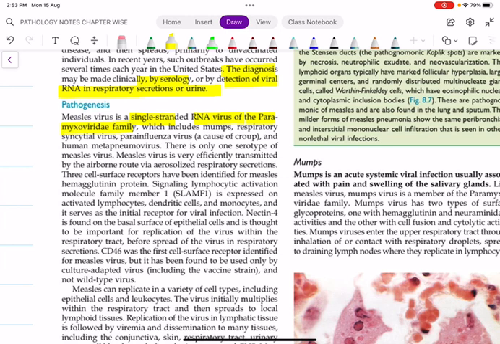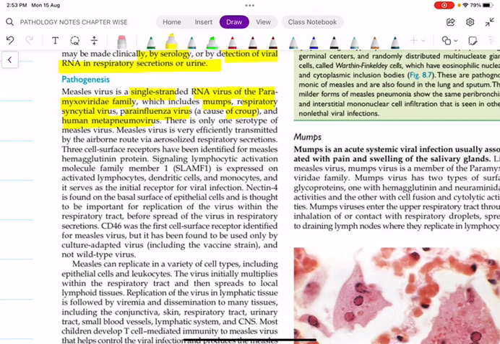The Paramyxoviridae family includes mumps, respiratory syncytial virus, and parainfluenza virus. Parainfluenza virus and respiratory syncytial virus are known to cause croup. Human metapneumovirus is also a member of the Paramyxoviridae family. Now coming to the mode of spread: it is airborne or aerosolized, that is via aerosols. Remember, COVID-19 has not been known to spread through aerosols.